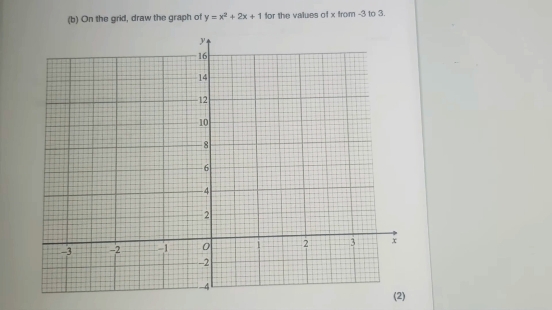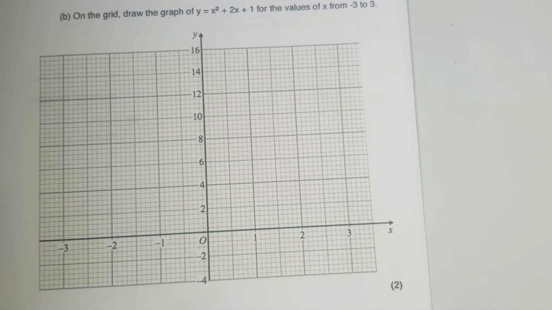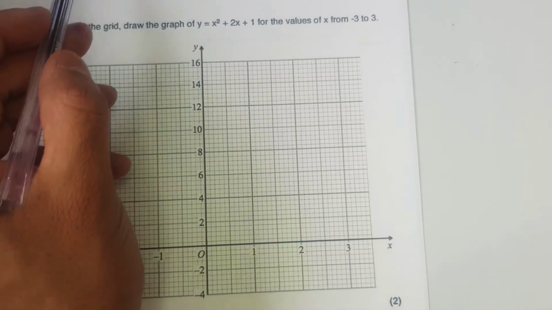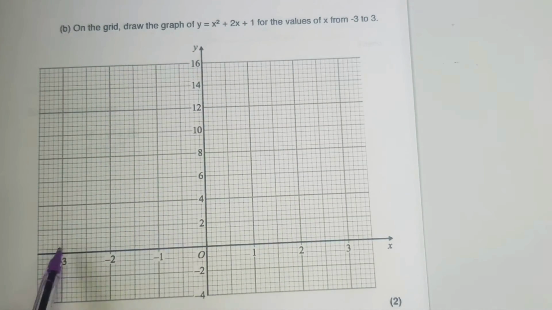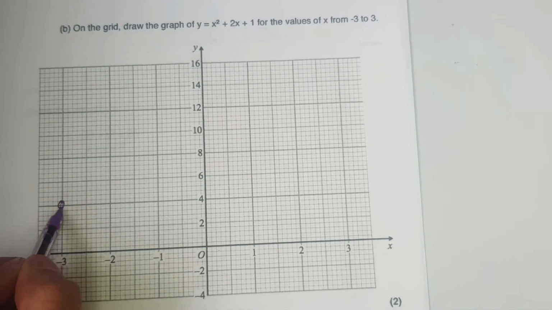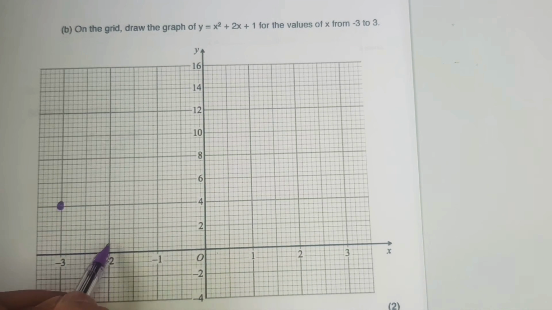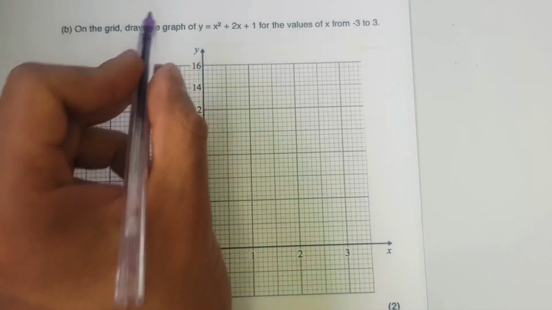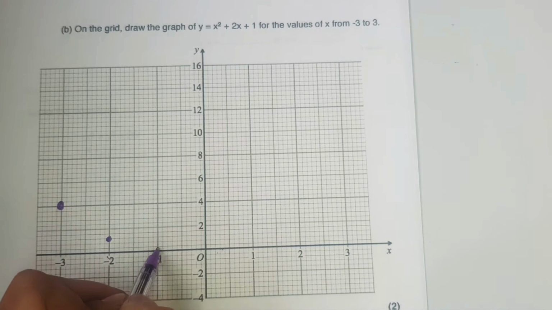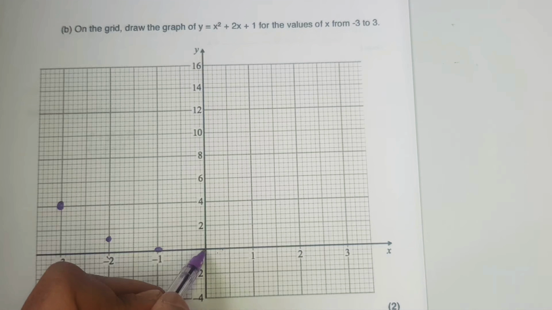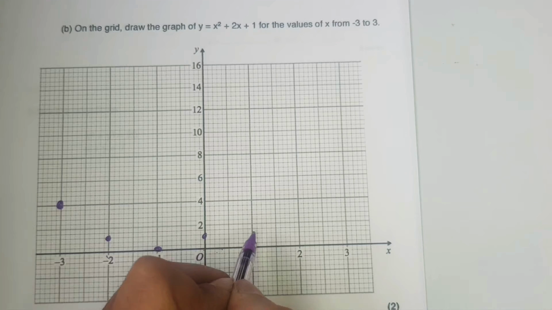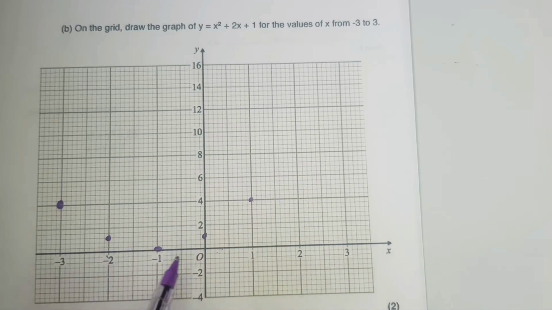So we know we're going to get a U-shaped curve, a quadratic or a parabola. So we'll start with minus 3 and 4. Minus 3 across and 4 up. The first point goes there. Minus 2 across and 1 up, which is going to go between 0 and 2. Minus 1 across and 0 up, so stays at minus 1 there. 0 across and 1 up, which is there. 1 across and 4 up there.